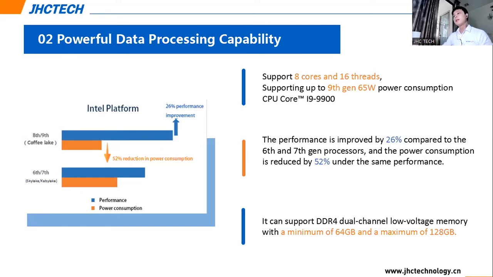Our KMDA series can support up to 9th generation 65-watt processors, like the Intel Core i9-9900 with 8 cores and 16 threads. It also can support DDR4 dual-channel low-voltage memory with a minimum of 64 and a maximum of 128 GB.